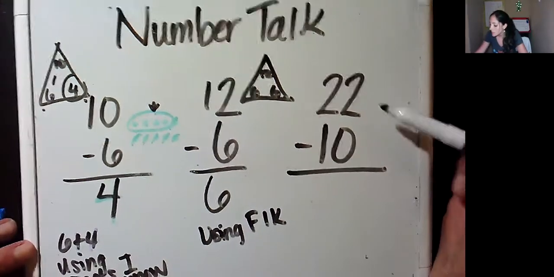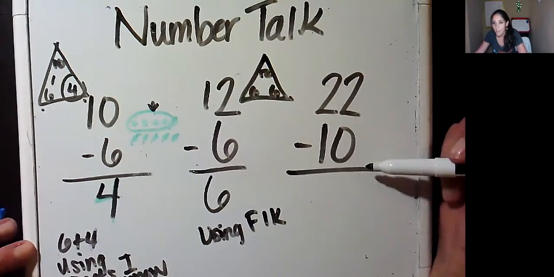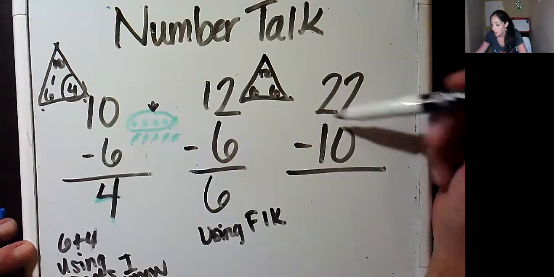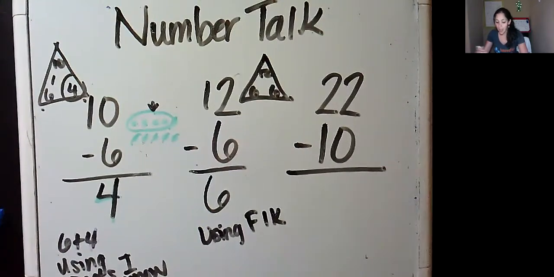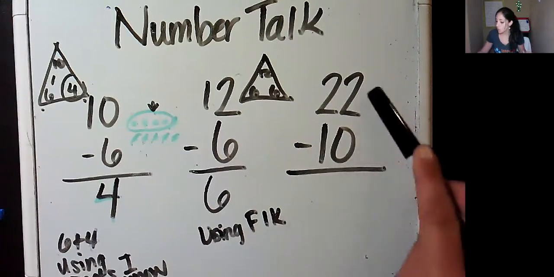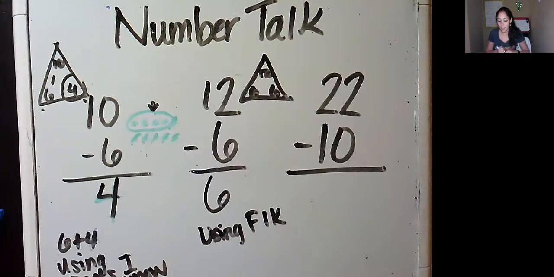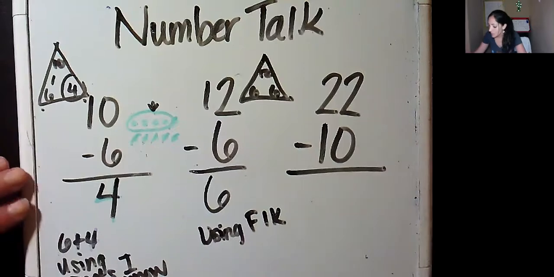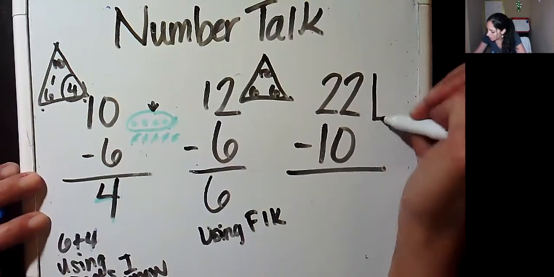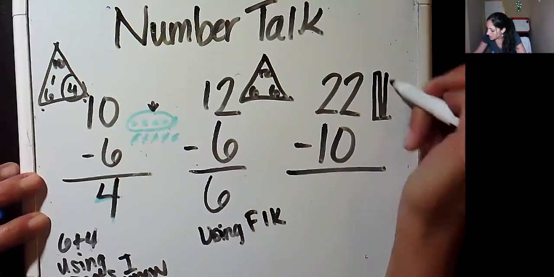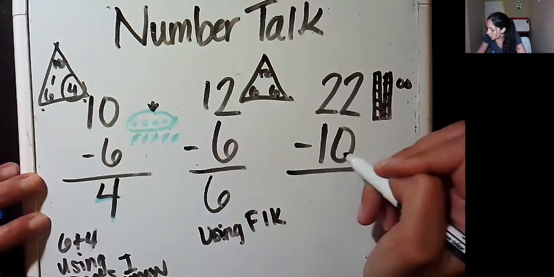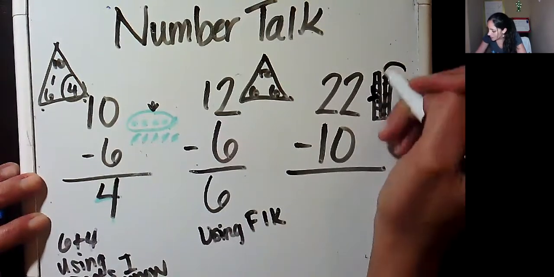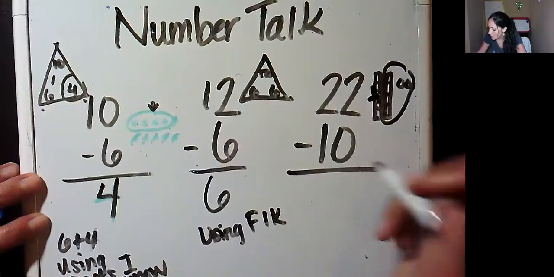Okay, now moving on to the last one, 22 minus 10. Sometimes when we get to numbers that have 2 digits, we start to get a little bit nervous, and that's okay, but you have all the tools to figure that out. So 22 minus 10. I could do that easily by drawing place value pieces. I could do 2 tens and 2 ones, take away one of those tens, and that leaves me with 1 ten and 2 ones.